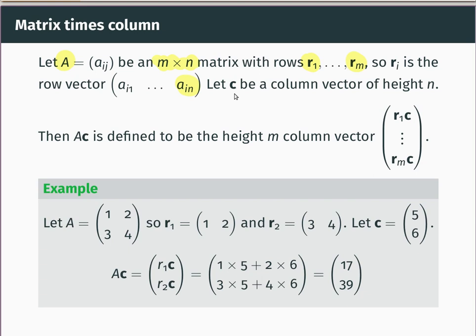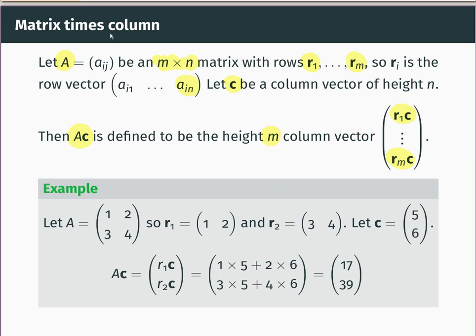If that's the case, then we know how to multiply rows in A into this column C, because we saw that on the previous slide. So we define the matrix product AC to be the height m column vector whose first entry is the first row of A times C, whose next entry is the second row of A times C, and so on up to its mth entry being the mth row of A times the column C. Alright, that's a little bit tricky to understand in the abstract, but it's much simpler if we just look at an example.